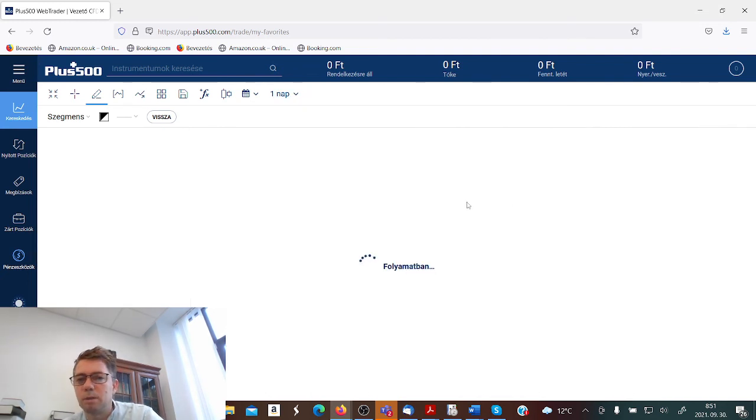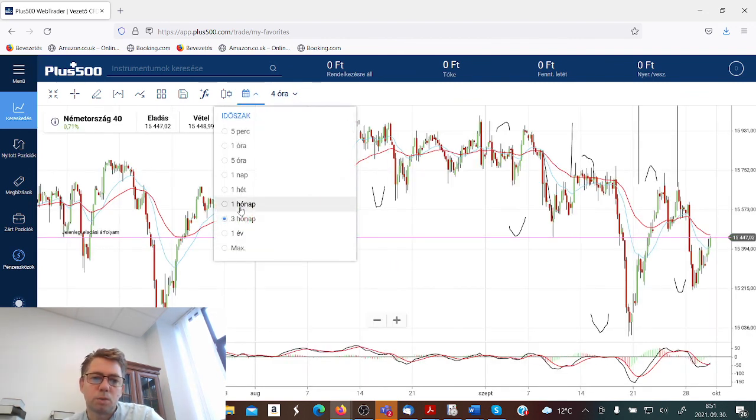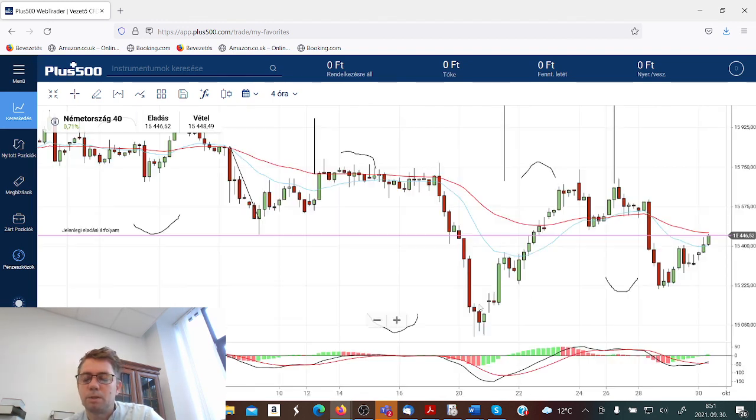Let's see what we see on the 4-hour chart. Here on the German index, yeah, here we see this possible double bottom, and we just started to go back up. So, well, let's see how this unfolds.